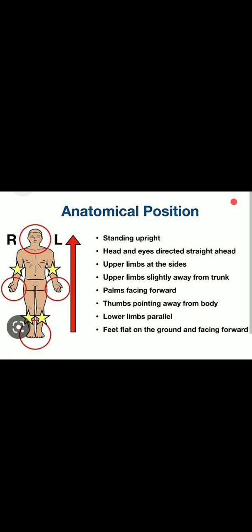Thumbs pointing away from the body. Your thumbs shouldn't be pointing to the body. It should be rather away from the body. Lower limbs parallel. When we talk about the lower limbs, we are talking about the feet. It should be parallel to each other. And the last, we have feet flat on the ground and facing forward. Your feet should be facing forward and flat on the ground.